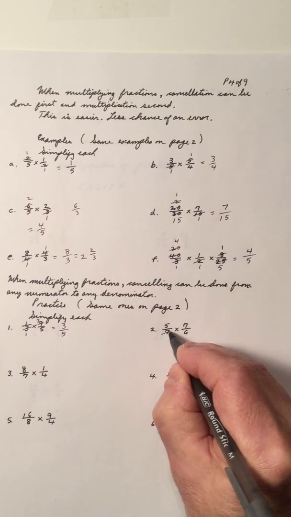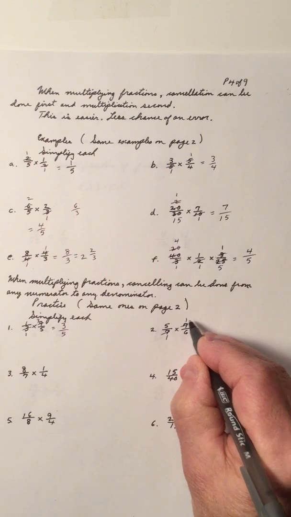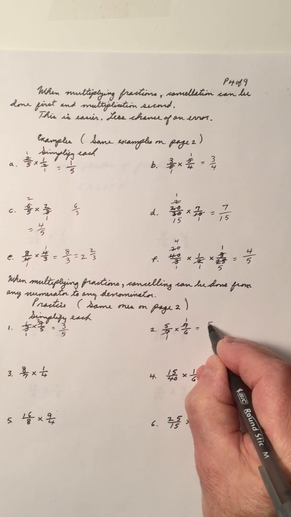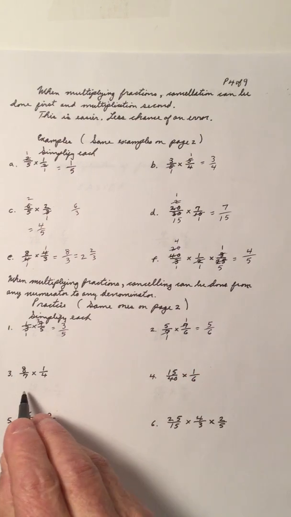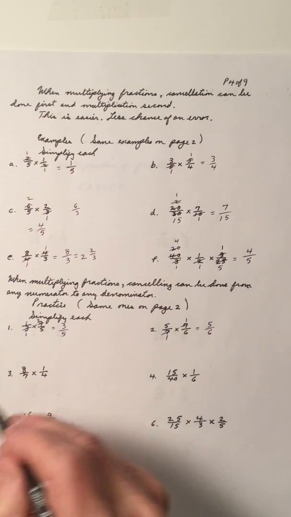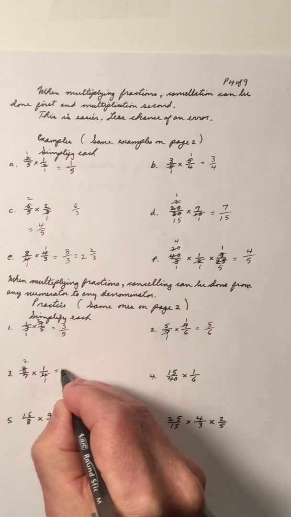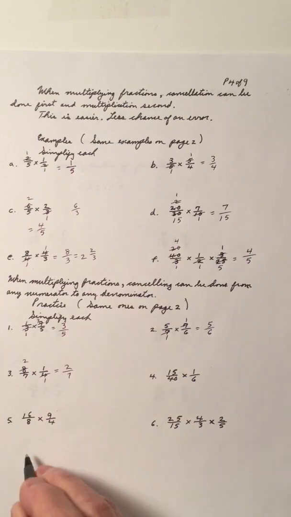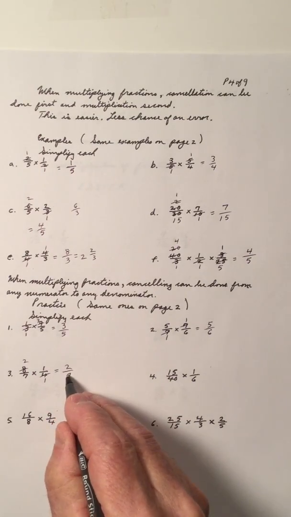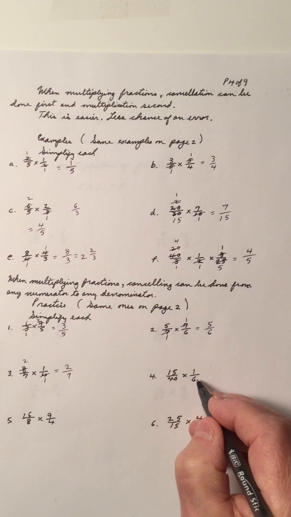Cancel. 7 is on top and bottom. 7 into 7 goes once. 7 into 7 goes once. 5 times 1 is 5. 1 times 6 is 6. I'm multiplying, so I can cancel. 4 into 4 goes once. 4 into 8 goes 2. 2 times 1 is 2. 7 times 1 is 7. Notice they're prime. Can't go any lower. Now I have a choice.